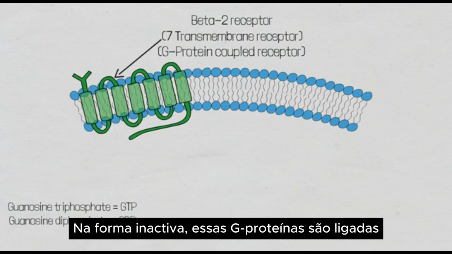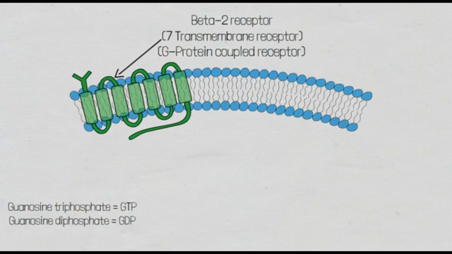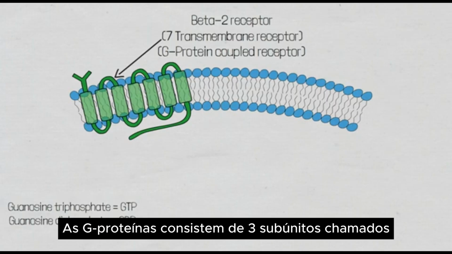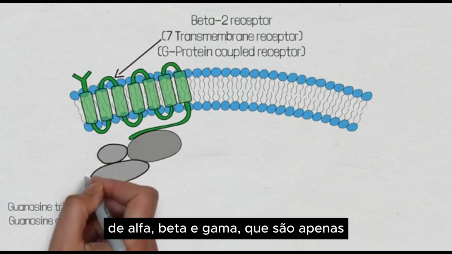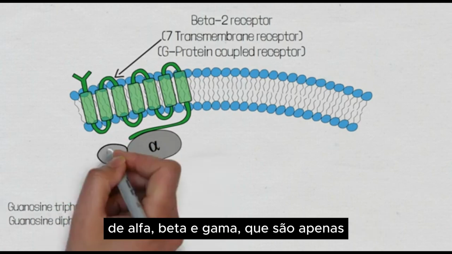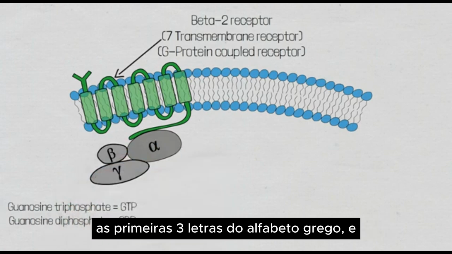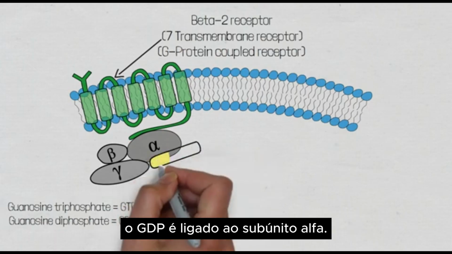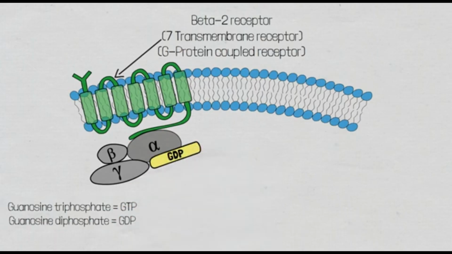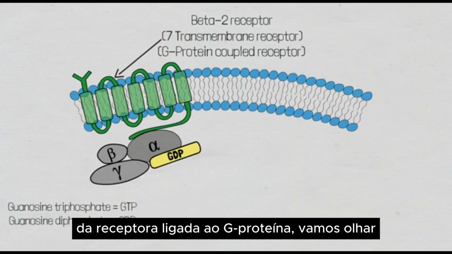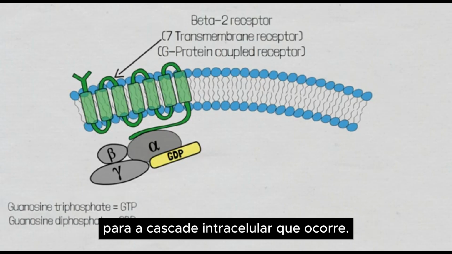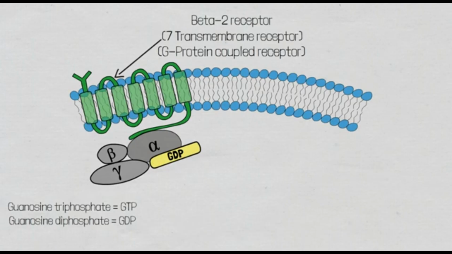In the inactive form, these G proteins are bound to guanosine diphosphate. G proteins consist of 3 subunits labelled alpha, beta, and gamma, which are just the first 3 letters of the Greek alphabet, and GDP is bound to the alpha subunit. So now we have an understanding of the G protein coupled receptor's structure, let's look at the intracellular cascade that takes place.